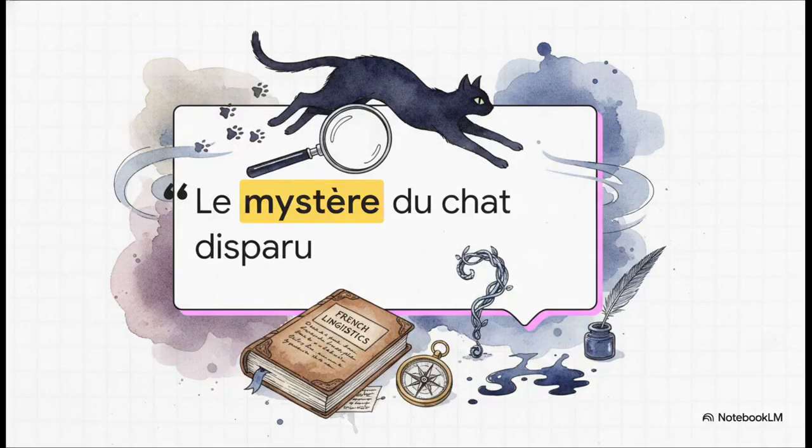Our investigation starts right here with the title of our primary source material, Le Mystère du Chat Disparu. Translated directly into English, this means The Mystery of the Missing Cat. Now, notice something interesting right off the bat. In French, the adjective disparu, which means missing or disappeared, comes right after chat, the cat. It's a small linguistic detail, but it perfectly sets the stage for our dive into this very distressing disappearance.